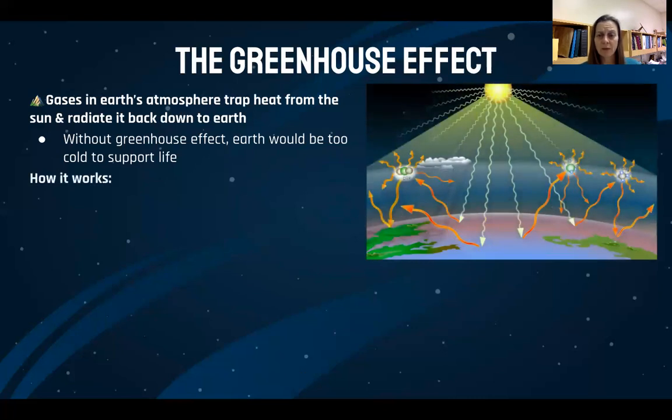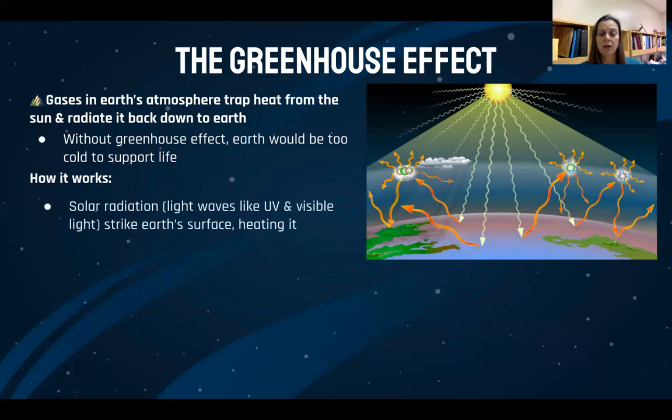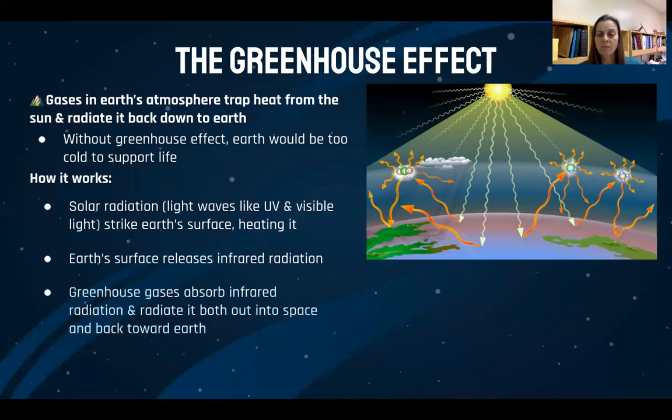Well, that incoming radiation gets absorbed by the Earth, by those low albedo surfaces, and it heats up. And then the Earth's surface releases that heat in the form of infrared radiation. So now we've had light come in, impact the surface, get absorbed and released as infrared radiation. And the greenhouse gases absorb that infrared radiation and radiate some of it out into space and some of it back towards Earth. The portion that comes back to the Earth is the portion that we call the greenhouse effect.